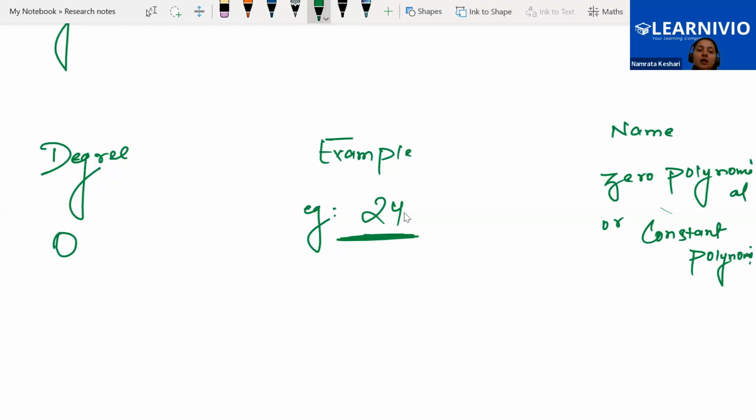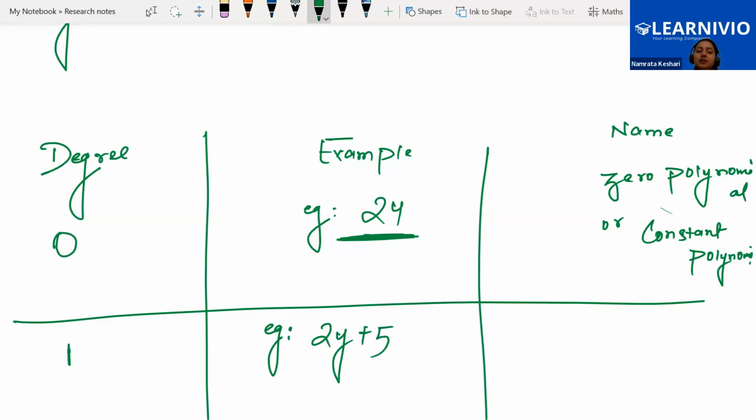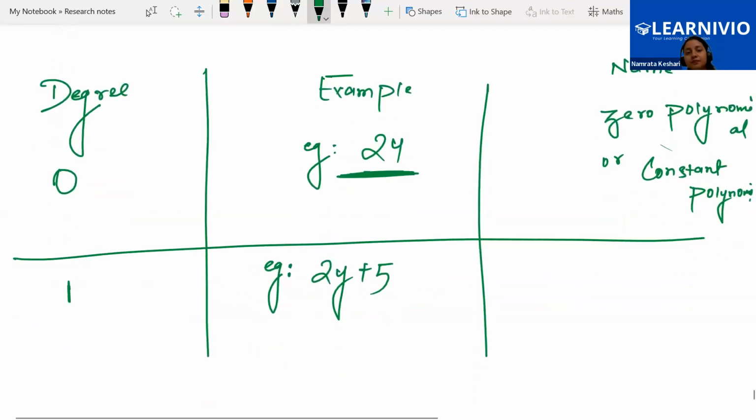Now the other one, when the degree of the polynomial is 1, for example, let's say 2y + 5. Here the degree of the polynomial is 1, or maybe 3x + 7. These are polynomials having degree 1, and the name of this polynomial is linear.